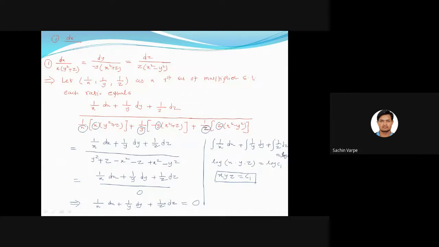So try the second set of multiplier. Sir, we can use yz, zx, and xy. Just a minute. Let me try here. Let me write here. yz, zx, xy. So yz, zx, xy. Let me write here only.